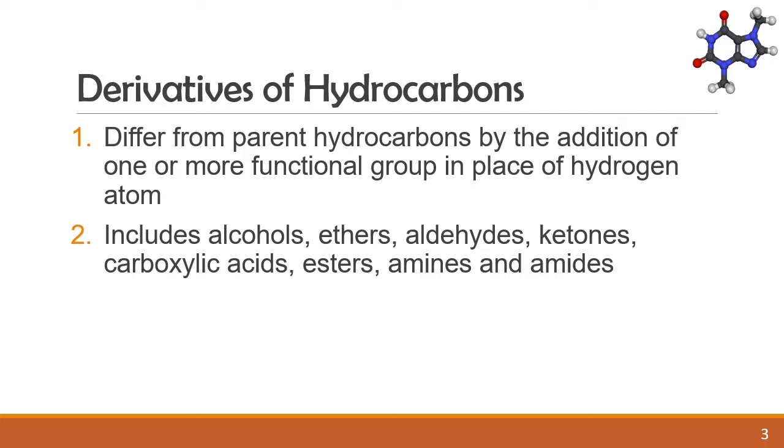From this module onward, we will discuss compounds that are derived from hydrocarbons. Derivatives of hydrocarbons are compounds that have a hydrocarbon parent chain in which one or more hydrogen atoms have been replaced by one or more of the functional groups we discussed in Module 8. The derivatives that we will cover in Chem 1 include alcohols, ethers, aldehydes, ketones, carboxylic acids, esters, amines, and amides.